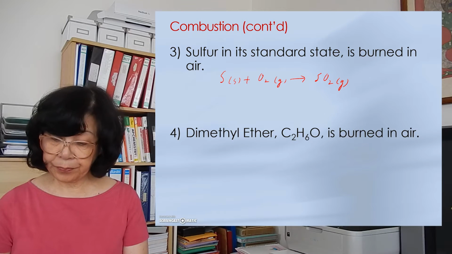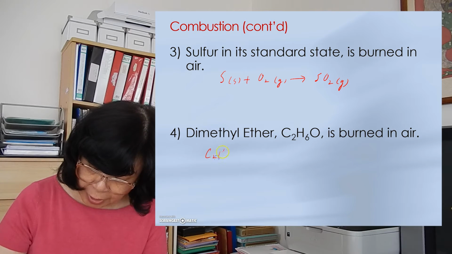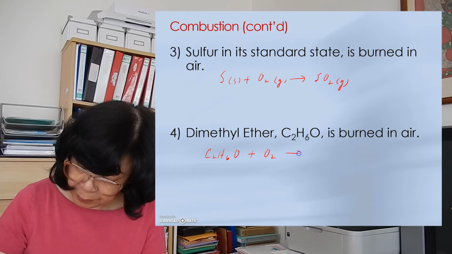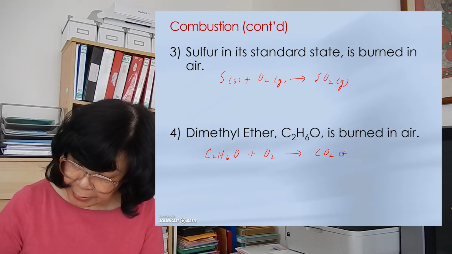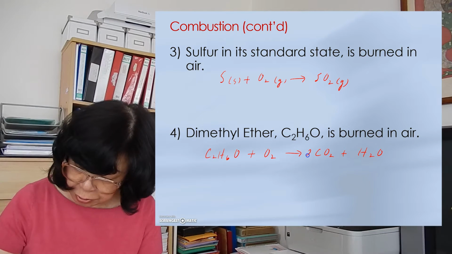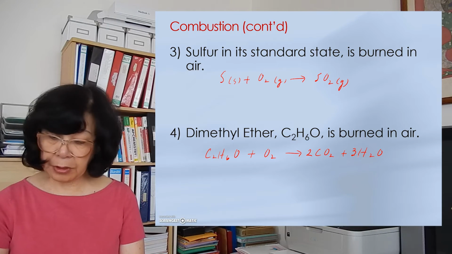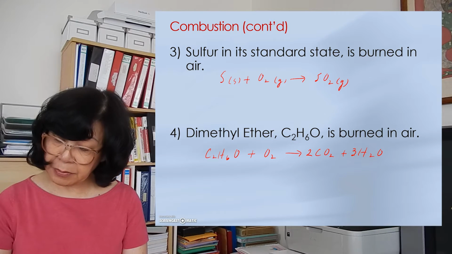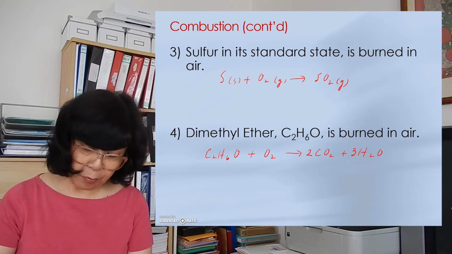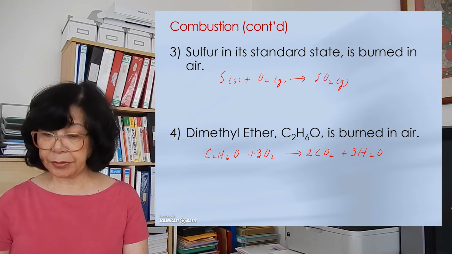The next one, dimethyl ether burned in air, so we have C2H6O plus O2 forming CO2 and H2O. And I would balance the carbon by inserting a 2 coefficient in front of CO2. I insert a 3 for the water to have a total of 6 moles of hydrogen atoms. Now I count my oxygen. I have 7 on the right, and I already have 1 with the dimethyl ether, so I multiply the O2 by 3, and this is balanced.